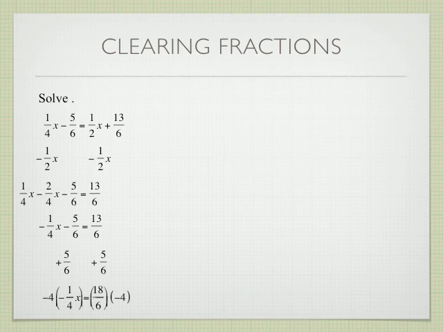Multiply both sides by negative 4. And we have x equals negative 72/6 or negative 12. So that's a pretty nice answer for a pretty bad problem.